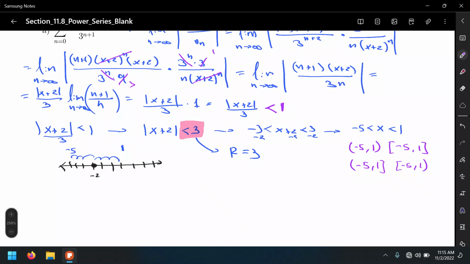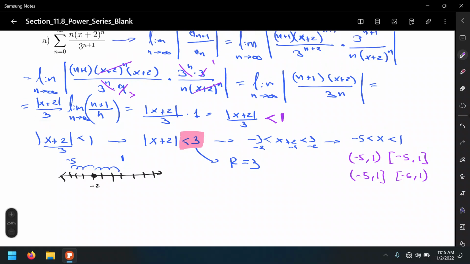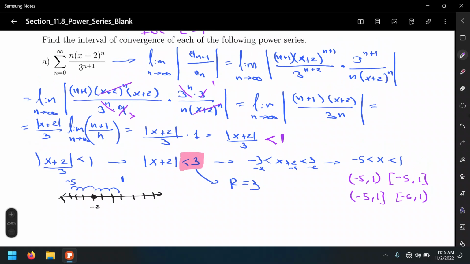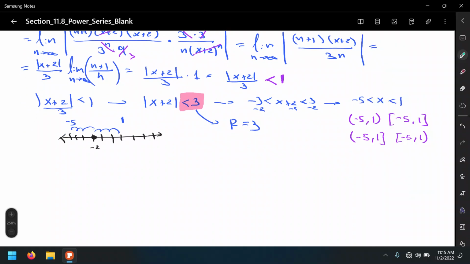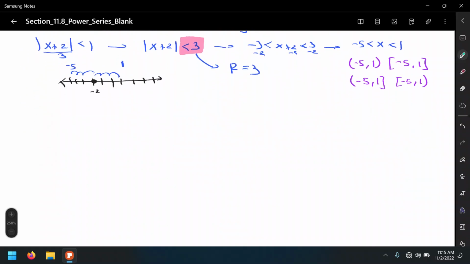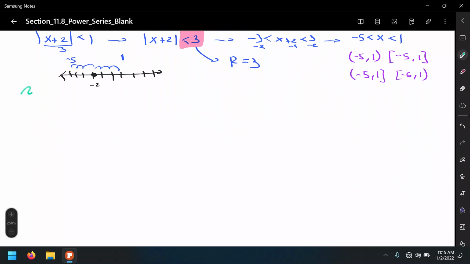In order to do that, we need to test the endpoints, negative 5 and 1, in the original series right here, in a similar way to what we did in the class before about substituting values of x. For some values we got a convergent series, for some values we got a divergent series, so we're going to do the same here. What we did last time, plugging in some values, was to prepare you for this part. So test x equals negative 5.